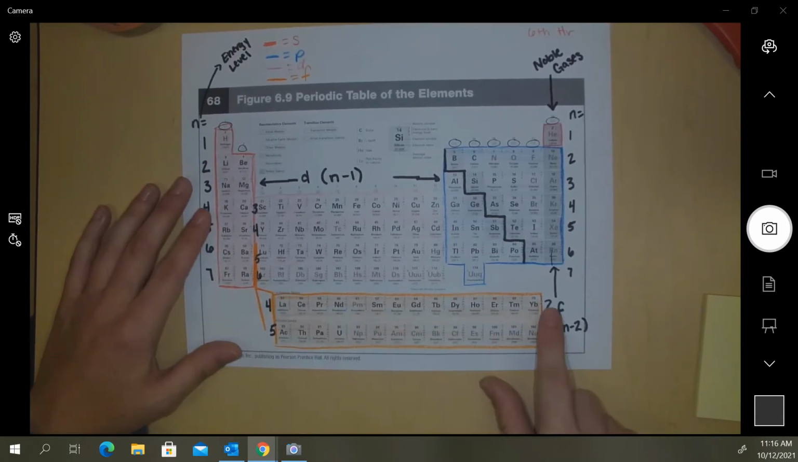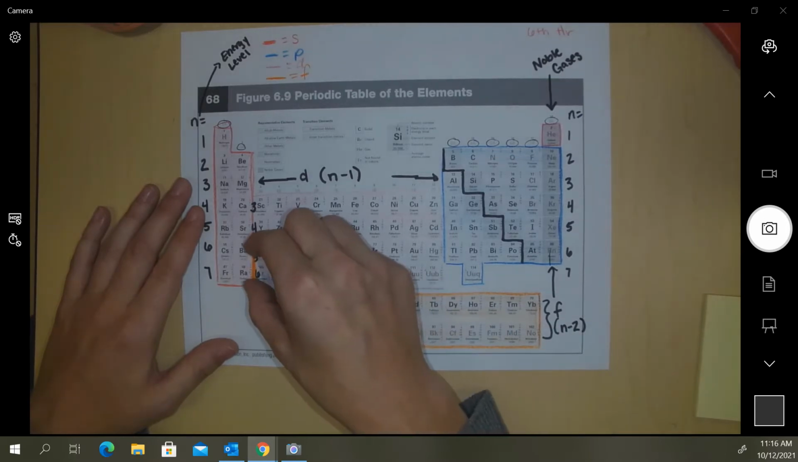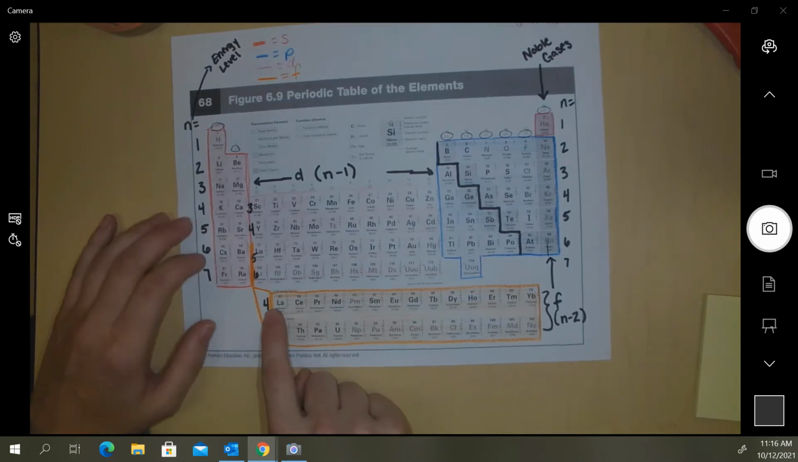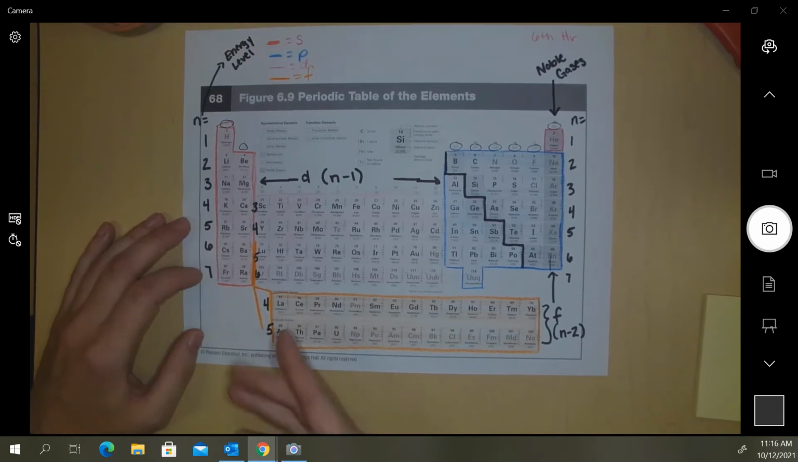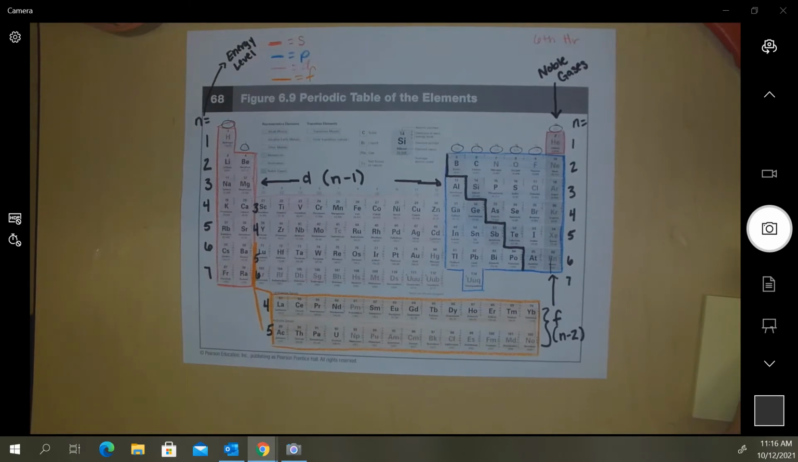Our F orbital is N-2, or energy level N-2. Remember, our F orbital is actually positioned in this spot right here. So in front of La, it's going to be 6-2, or 4. And in front of Ac, it's going to be 7-2, or 5. So go ahead and pause this video and make sure that your periodic table looks like mine. You've got the same things written down. And then go ahead and get your note sheet because we're going to start our notes.